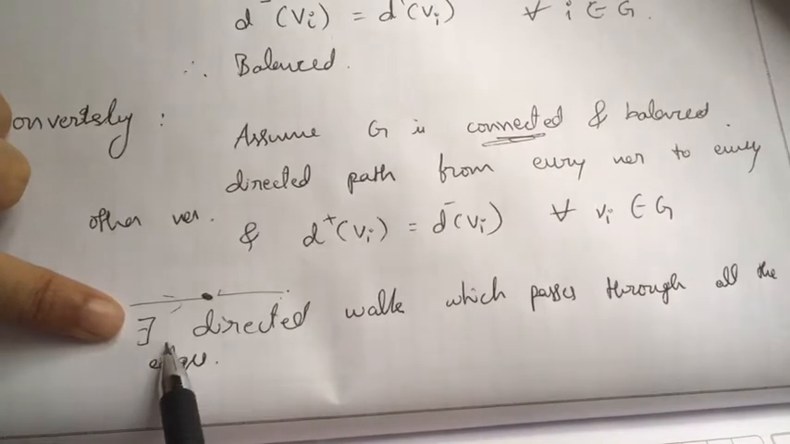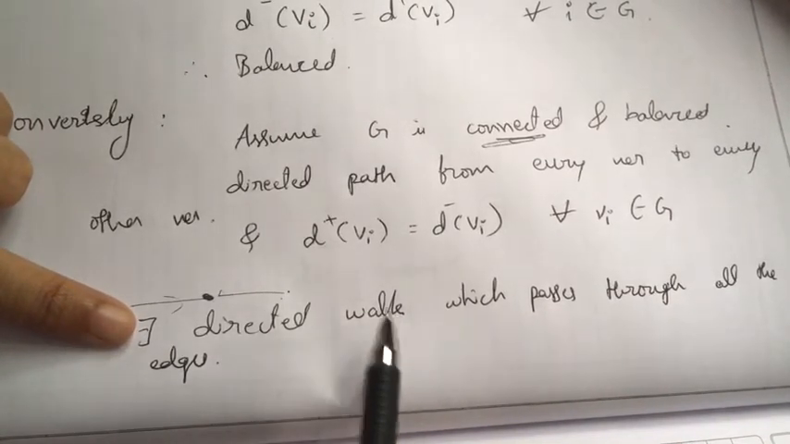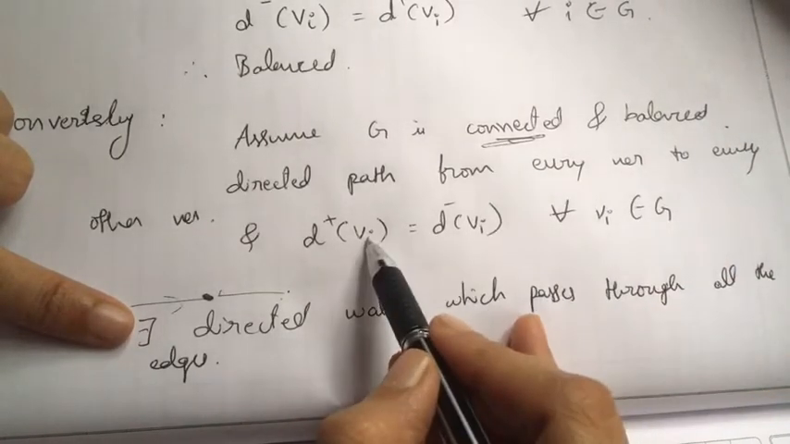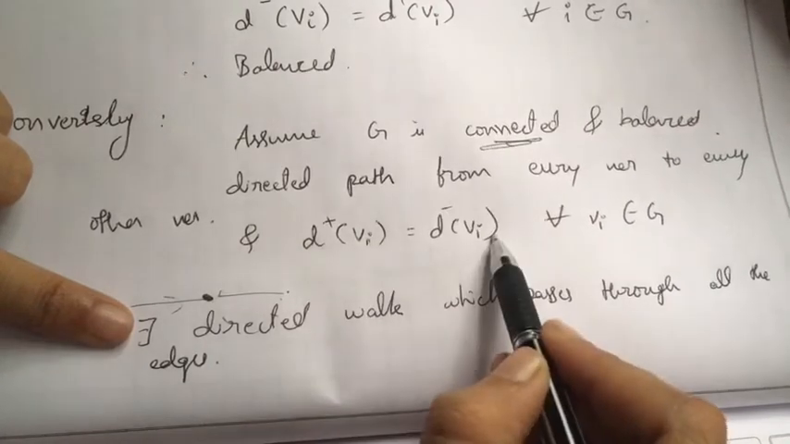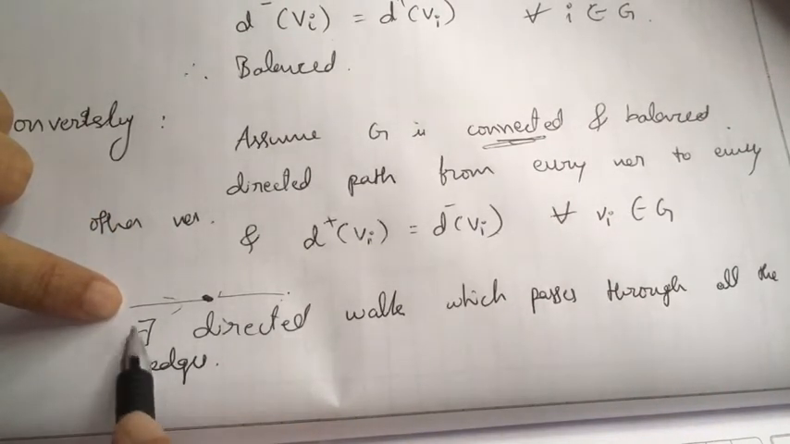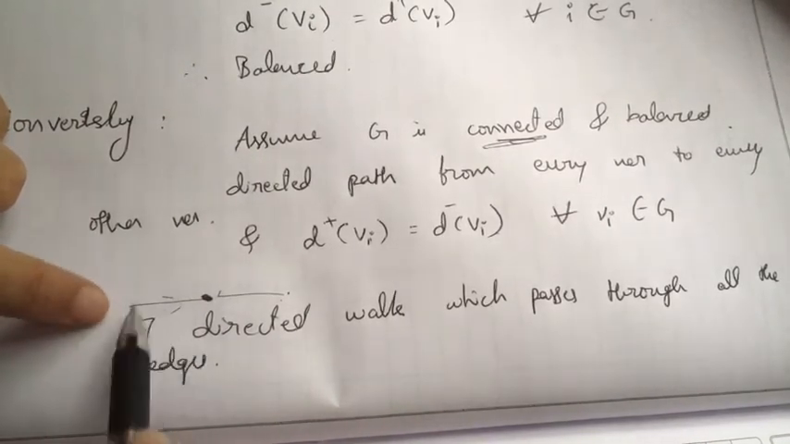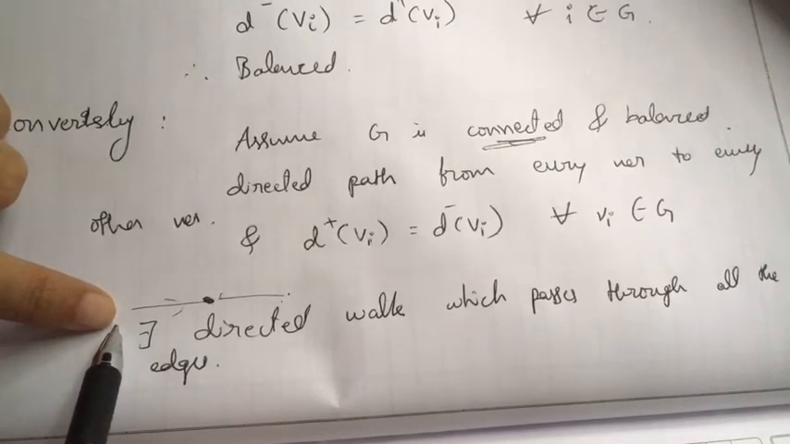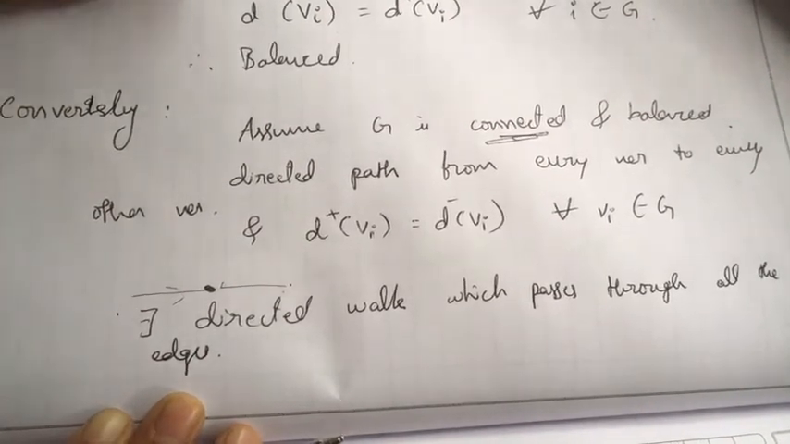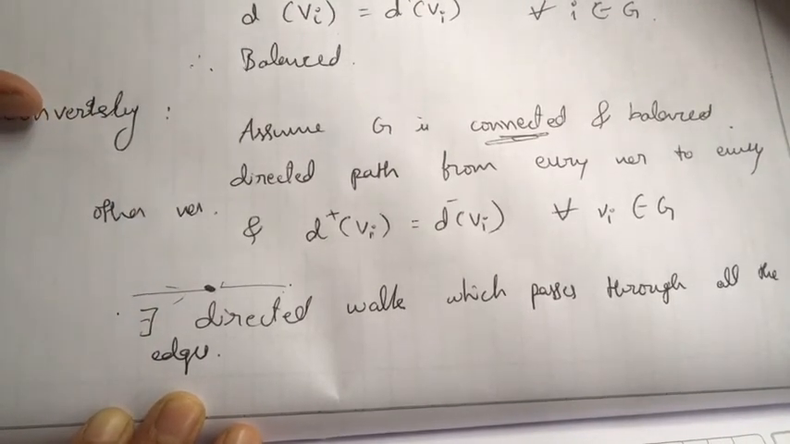See, remember, you may get confused. I'm getting a directed walk, not a closed walk like that. But since for every vertex in degree is equal to out degree, I can come back to the same vertex. Therefore, there exists a directed walk which passes through all the edges, and I'm coming back to the same vertex. Therefore, this has got an Euler line. Then when the graph has an Euler line, I can say that the graph is an Euler digraph.